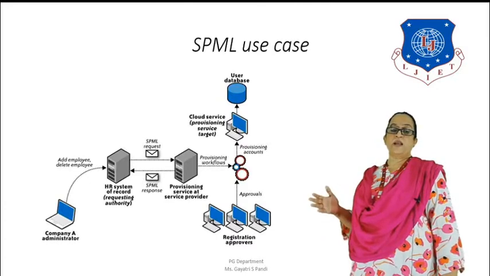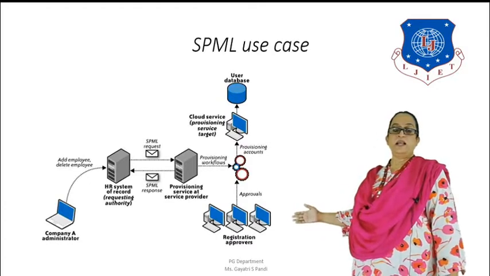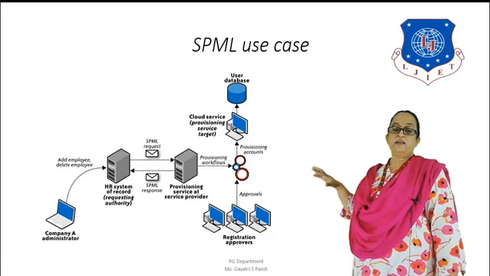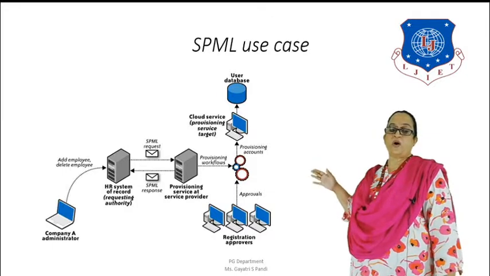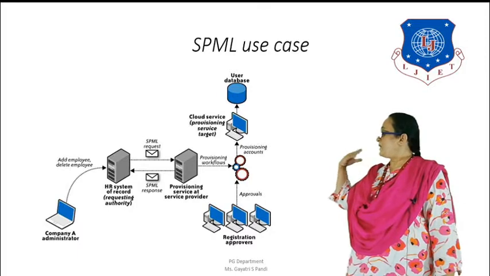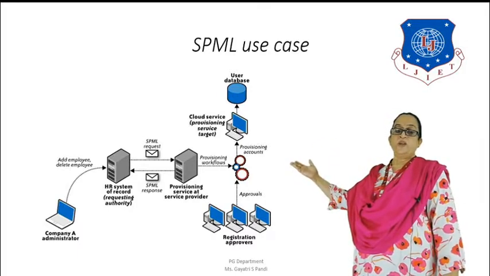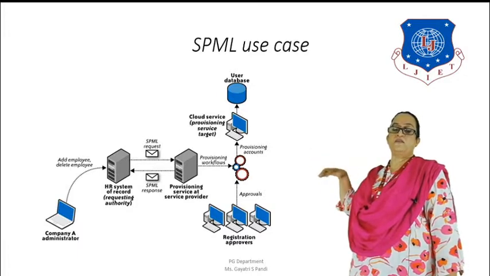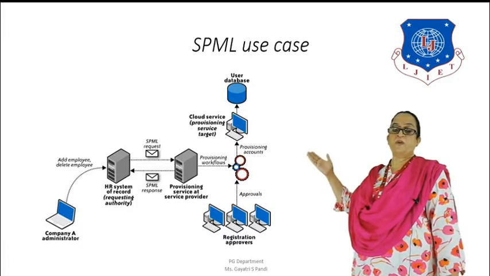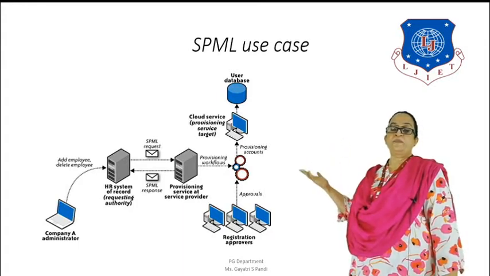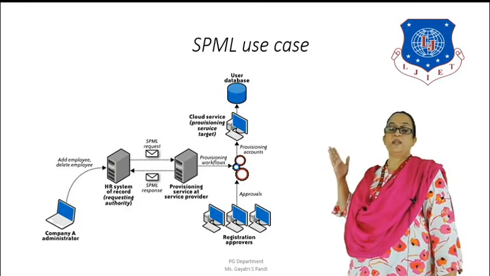So this is a use case where you have a company A administrator trying to add or delete employees of the organization, and the request goes to an HR system of record, that is the requesting authority, which in turn will send the SPML request to the provisioning service at the service provider. This has to be in a trusted environment. So this will check for the provisioning workflows, will provide the accounts as and when needed, with the respective authentication checked and with respect to the policies checked.